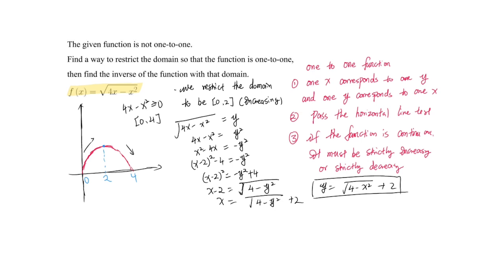Okay, so what we can take away from this question is first the definition of a one-to-one function, and then we can check if a function is one-to-one based on these conditions, and we can also restrict the domain of the function to let it be one-to-one.